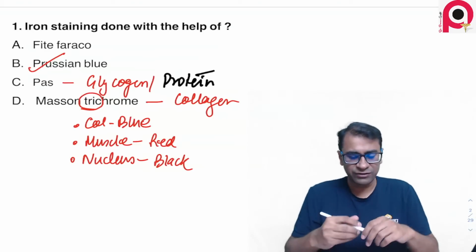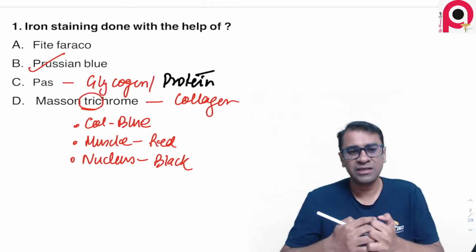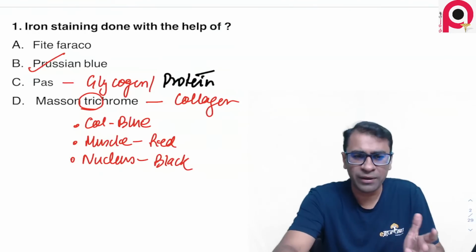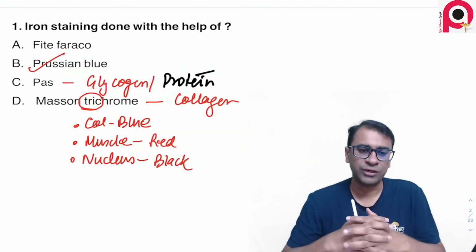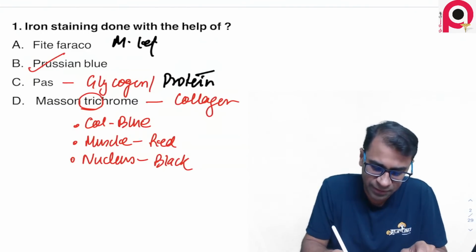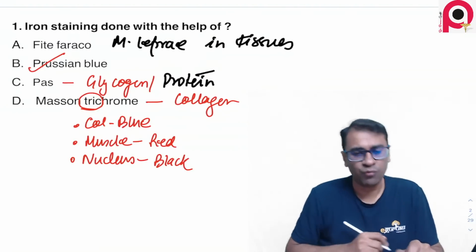Now, one more stain that was probably given in the options was Fite Faraco. Fite Faraco is not a very commonly used stain, but it is used for demonstrating Mycobacterium leprae in the tissue section. Okay, Mycobacterium leprae in tissues can be stained by Fite Faraco.